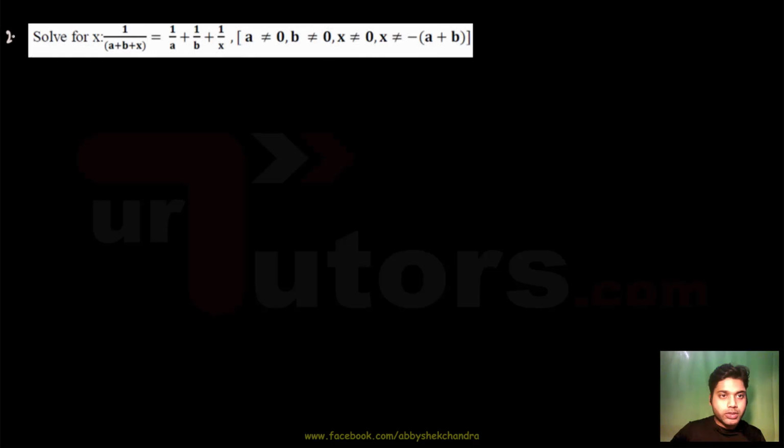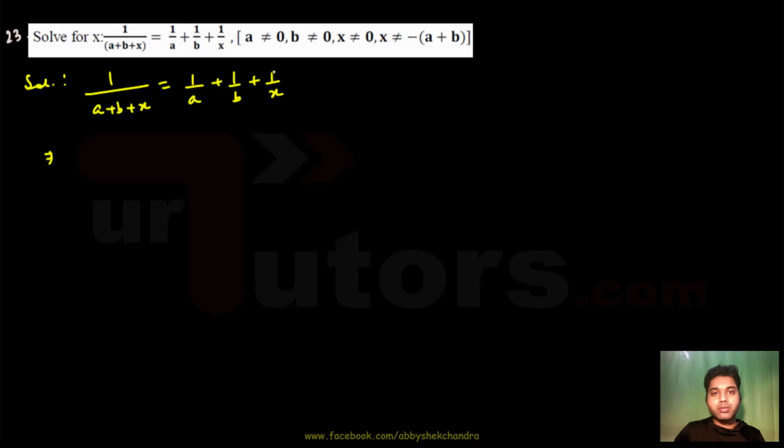The second option for question 23, solve for x. So let's do that. 1 by a plus b plus x equal to 1 by a plus 1 by b plus 1 by x. What we are going to do is shift this 1 by x to the LHS, and we are doing this because it might get cancelled. Equal to 1 by a plus 1 by b. In such questions you have to do this.